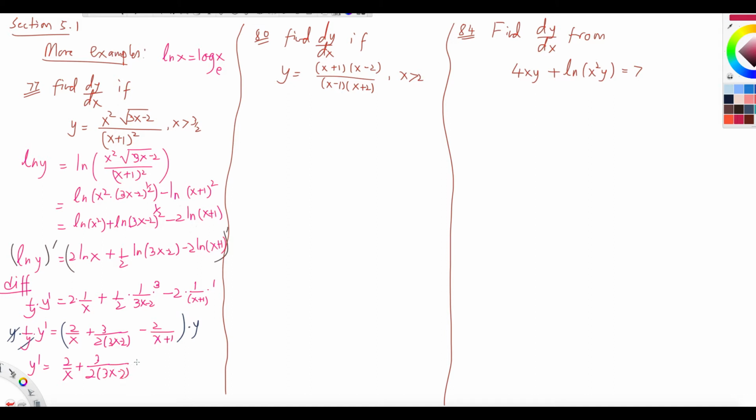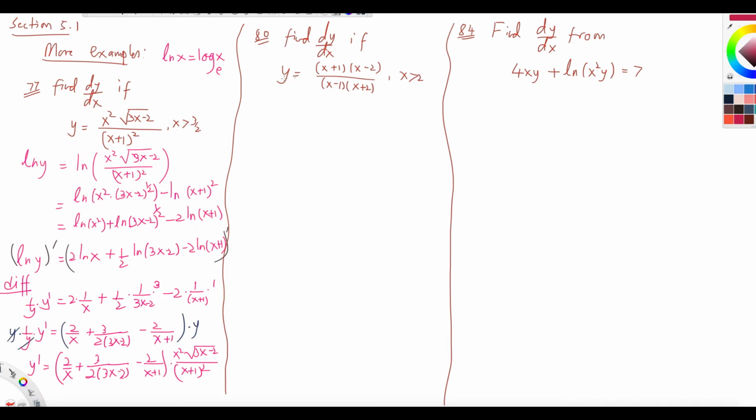And then minus 2 over (x plus 1), and then times x squared times the square root of (3x minus 2) divided by (x plus 1) squared. That is the value of y. That is the final answer. Okay, guys, I need to close that parenthesis here. That's the final answer. A similar method can be used for question number 80.